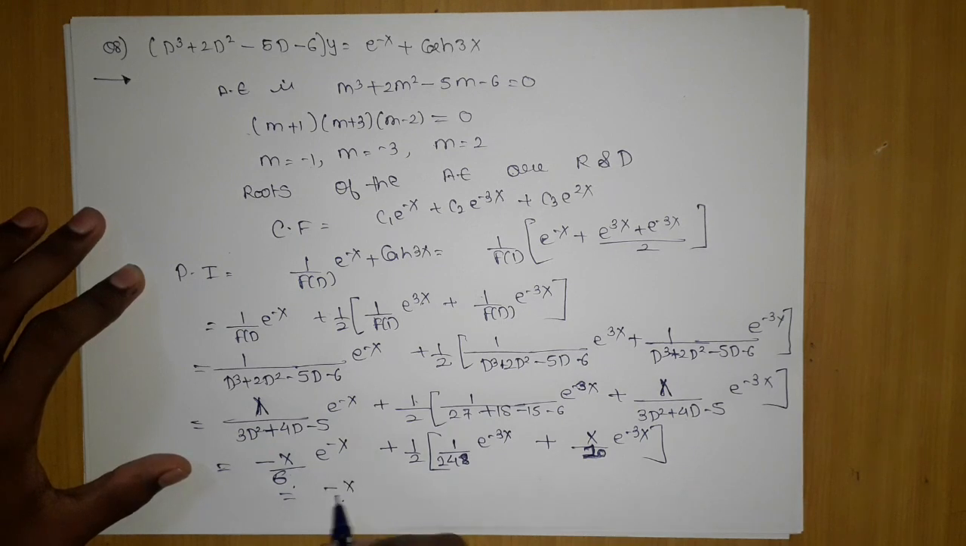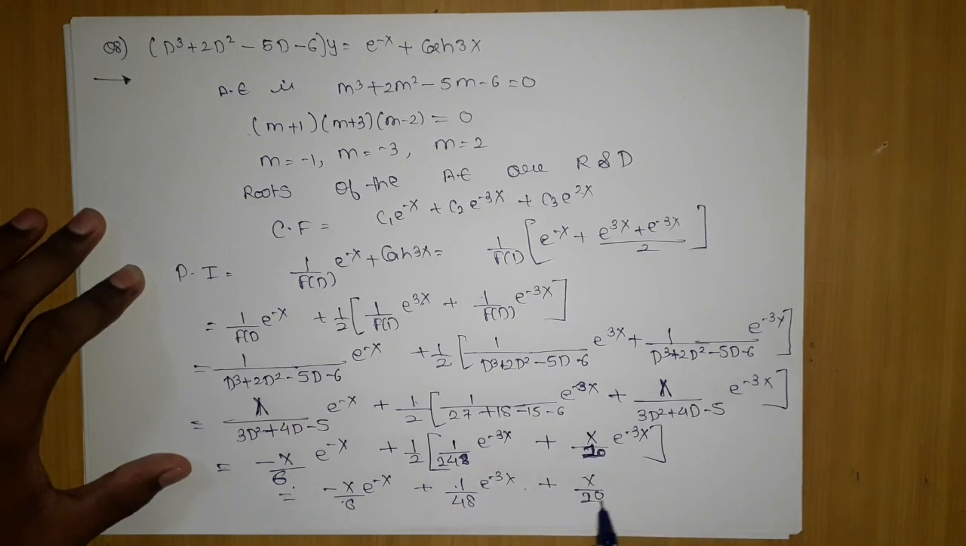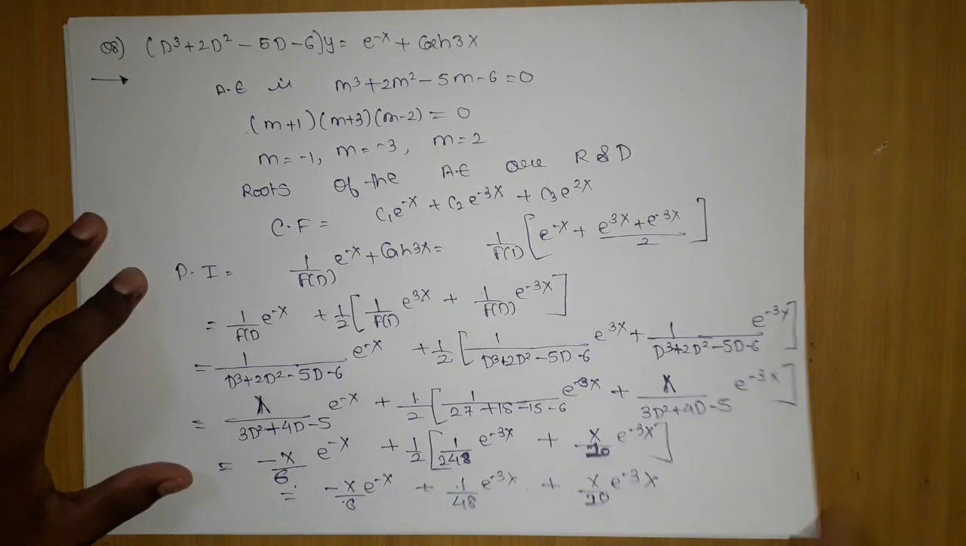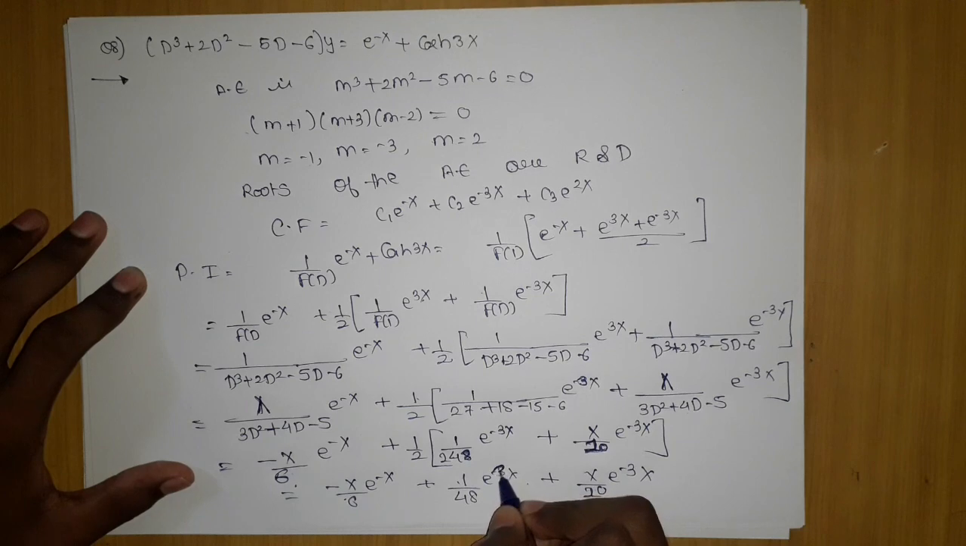Finally we are going to have x by 6 e to the power minus x. If you multiply by 28 it will be 48. I directly wrote the answer, plus x by 20 e to the power minus 3x. So this is our particular integral, the final solution. This is 3x, I am writing it as minus 3x.